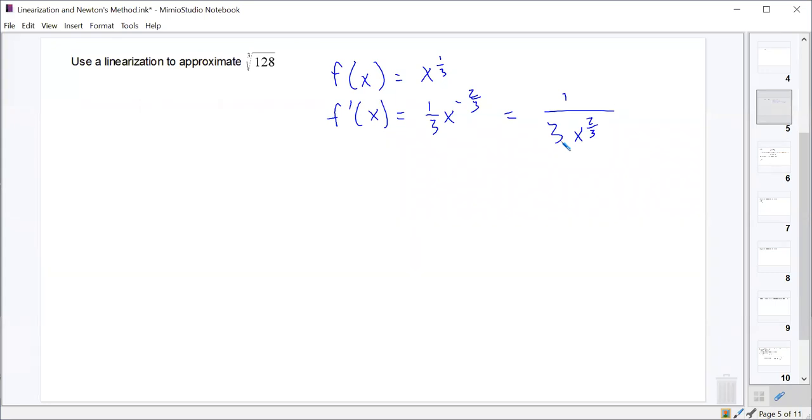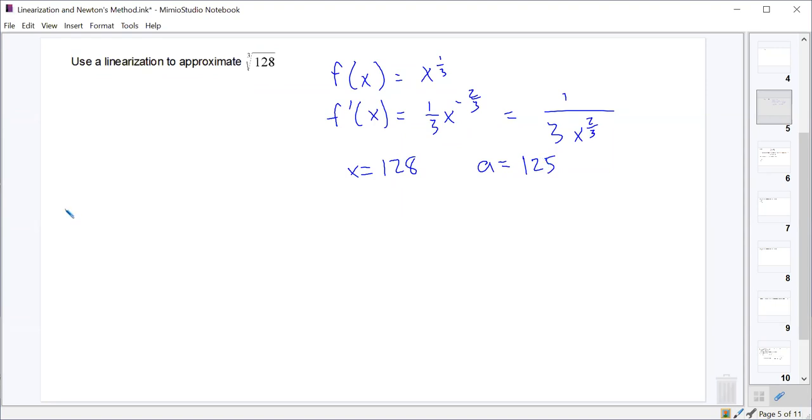And then the value that we're trying to find is for 128. So we want x to be 128, and we need a, remember we call that the center of approximation. It's the number that's pretty close to 128 that we know the cube root of. So what's that number going to be, you think? 125. 125 seems like a good one since we know that the cube root of 125 is 5. All right, spectacular. So off to a good start.